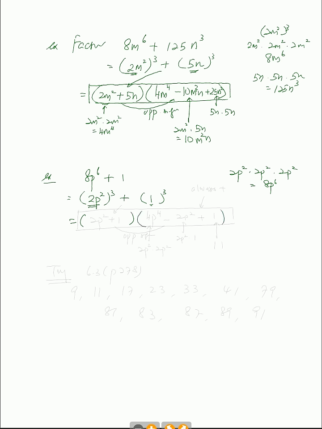To get the first term, you take the 2p squared times the 2p squared, which makes it 4p to the 4. These are opposite signs, remember. And then to get the next term, you take the 2p squared times the 1, which makes it 2p squared. This is always plus. And to get the last one, you take the 1 times the 1, which makes it 1. And that's the answer.